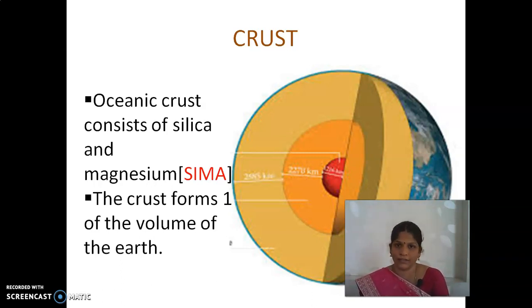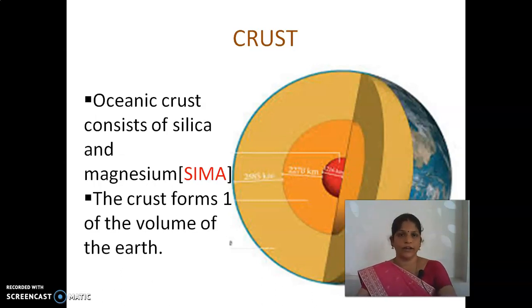The two crustal layers are what? Oceanic crust and continental crust. Along with the uppermost layer of the mantle, they are referred to as lithosphere. The crust part is called lithosphere. Already you know that litho means stone, rocks. So the crust part is also known as lithosphere. Children, till crust you understood?